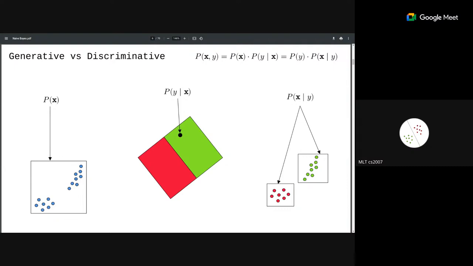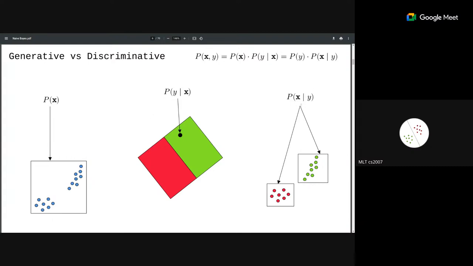So you are given the data point and now you have to find out what color to assign to it. Should it be green or red? If you keep doing this for every point in space, you will end up with these decision regions, and the line or the curve that separates these two decision regions is your decision boundary. So this helps you discriminate between these two classes. That's why, if you are modeling P of y given x, it's called discriminative.